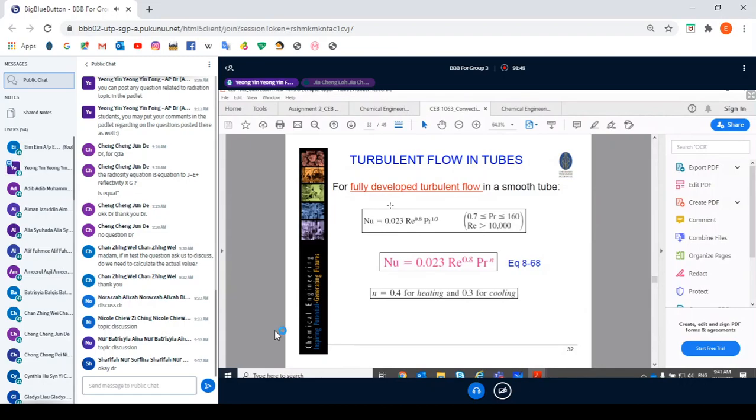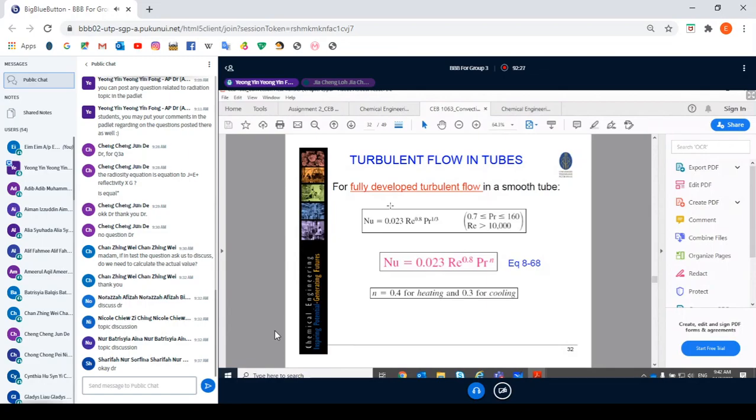Okay, students. Another thing: the internal force convection video recording is already available in ULearn. You all can double check on it, on the internal force convection topics. I guess there is no problem on the natural convections, because that one is quite straightforward.